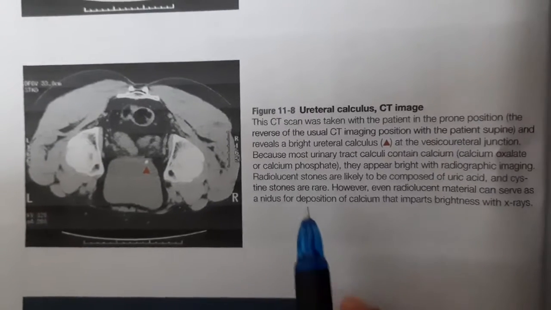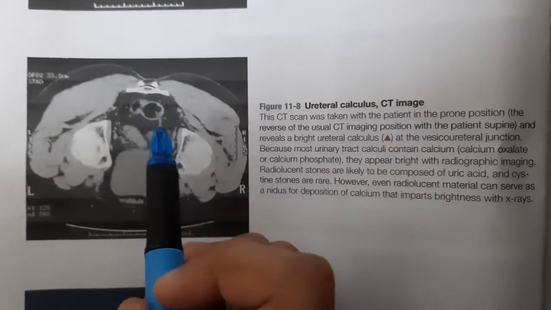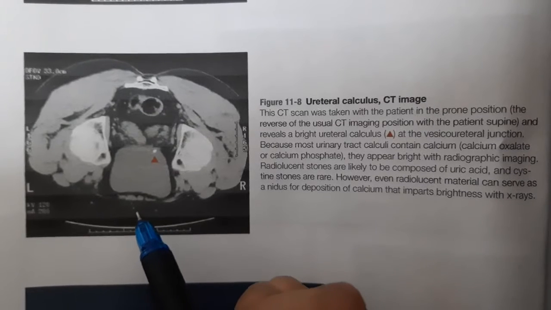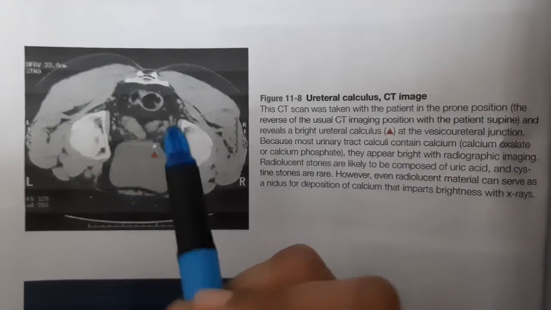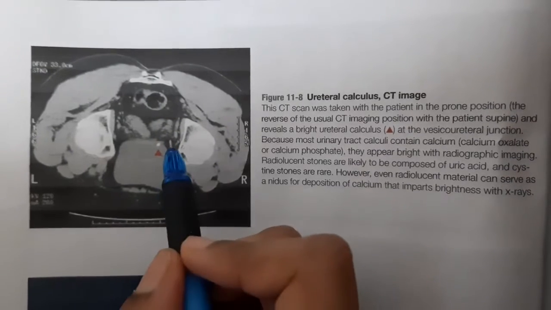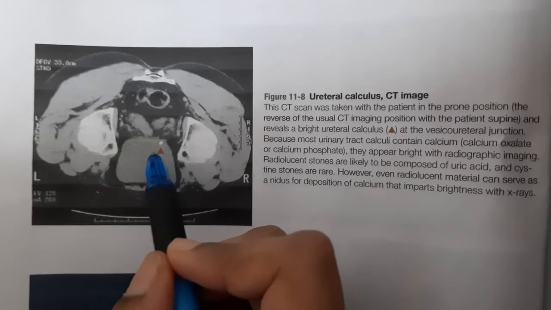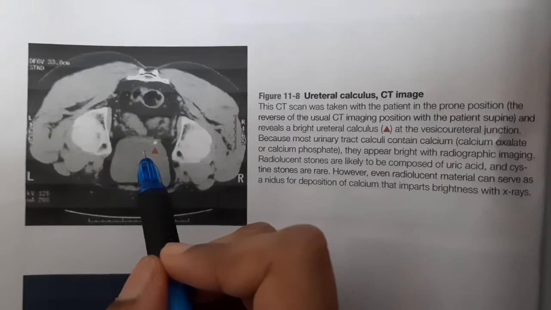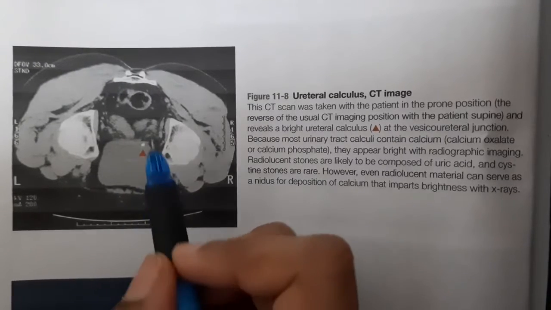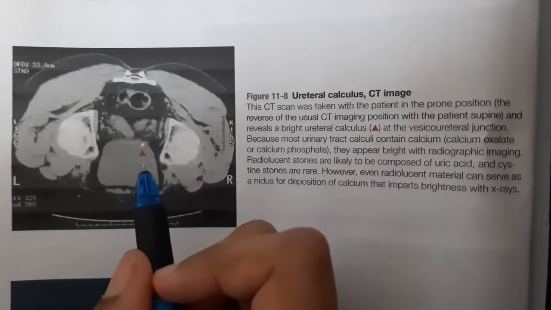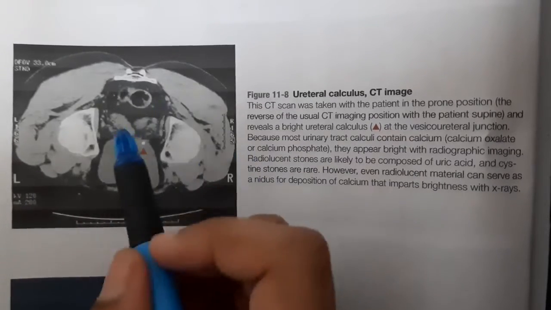Hello friends, let us now learn about this picture in Robbins pathology. It is a CT scan which is shown in a patient in prone position. This here which you can see is actually the ureteral calculus. This is the picture because it is in prone position, not in supine position.